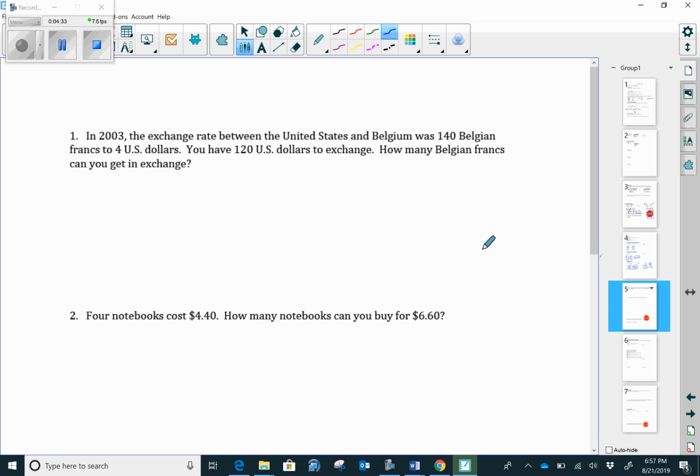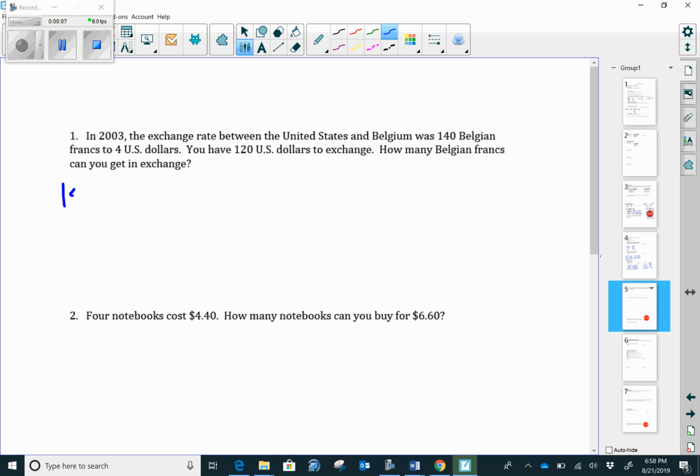Now let's look at the word problem. In 2003, an exchange rate between the United States and Belgium was 140 Belgian francs to $4 US. If you have $120 US to exchange, how many Belgian francs can you get in exchange? Okay, so we're going to look at that and try to figure out what the answer is.